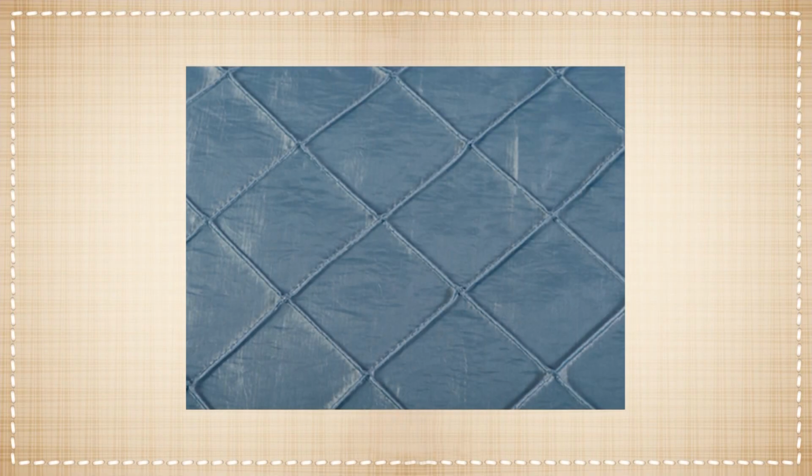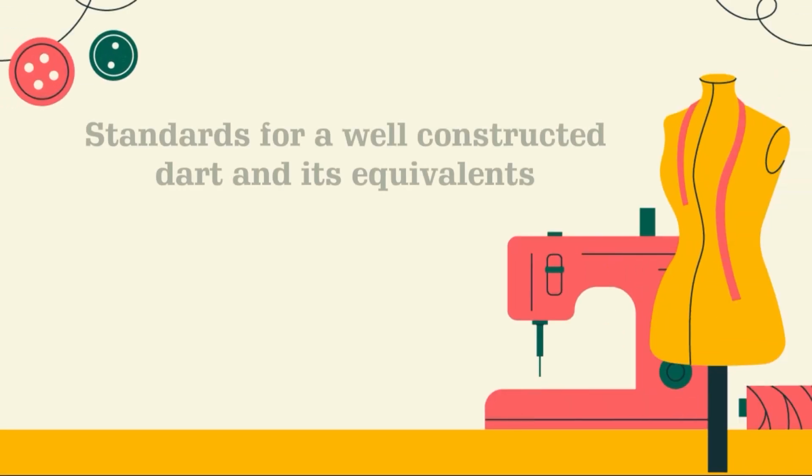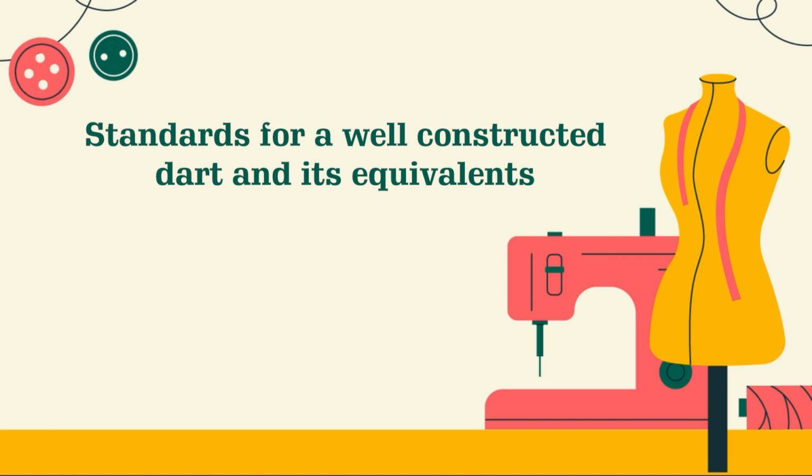So another decorative idea is to make the tucks lengthwise and then to make the tucks crosswise over the first row of tucks. So this will produce a crossed tucking effect, and this is especially nice for pin tucking or for very narrow tucks. So let's again discuss the standards for well-constructed darts and dart equivalents.